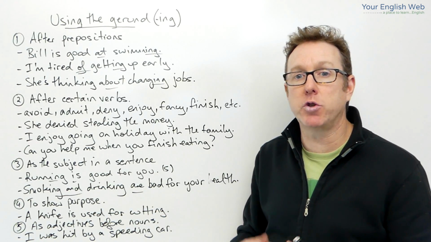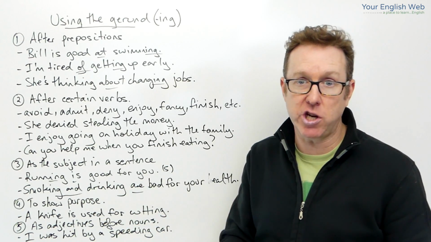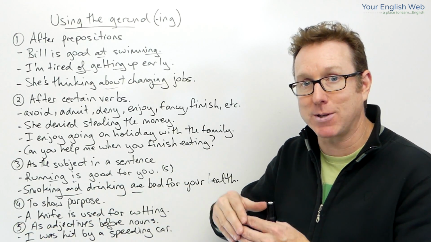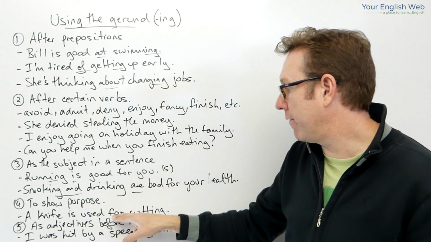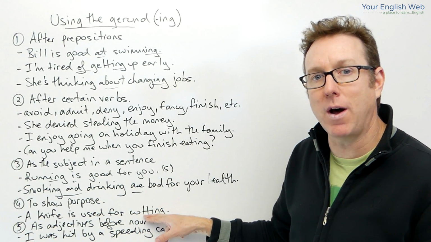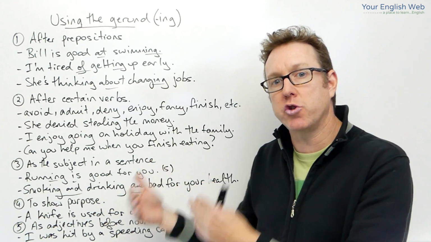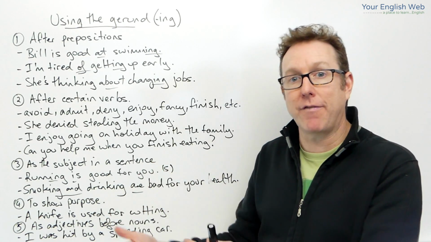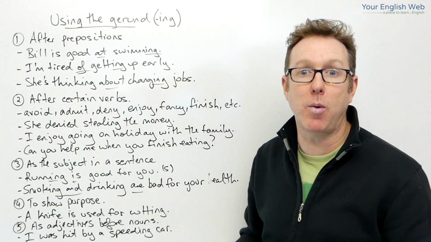The fourth example is to show purpose, okay? Remember that in English we have two ways to show purpose. We have the infinitive for purpose, or we have a gerund to show purpose. And normally when we use the gerund to show purpose, it comes after for. Okay, so a knife is used for cutting. A glass is used for drinking. A car is used for traveling or for getting to one place or another. Okay, that's why we use the car.